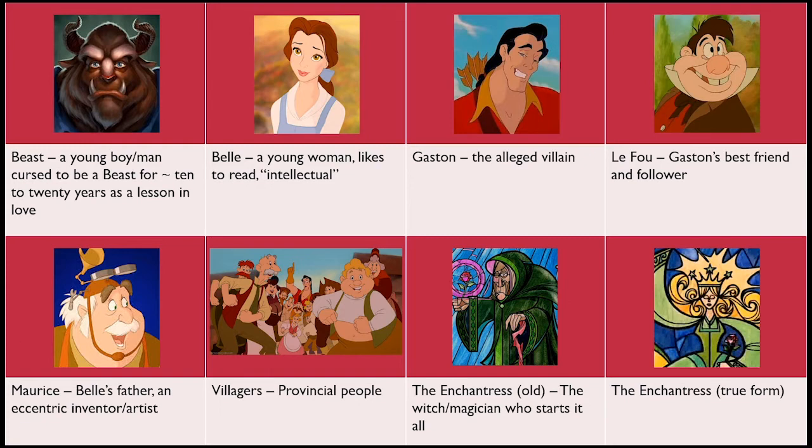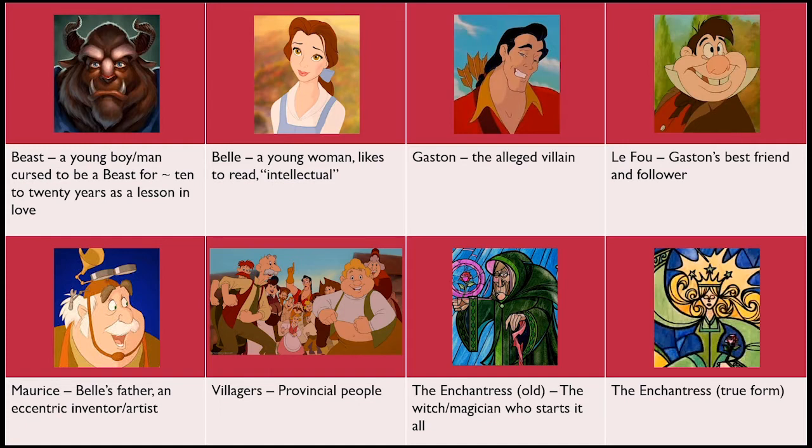Gaston, our alleged villain. LeFou, who is Gaston's best friend and follower, Maurice, which is Belle's father, an eccentric inventor/artist, depending on the interpretation. We have the villagers, who are described as provincial people, and then we have two versions of the enchantress, one in her old lady form, and then one in her true form.